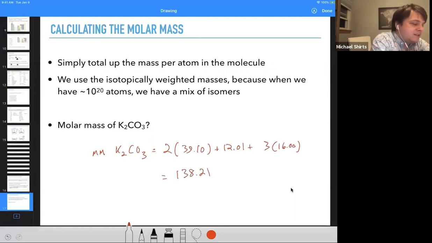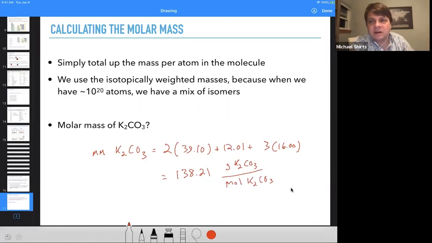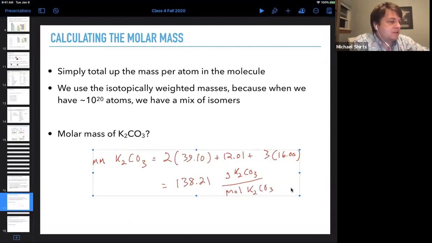138.21. And what is this? This is the grams of K2CO3 per mole of K2CO3. And I like writing it like this when I've got a bunch of molar masses, so it's very clear that this is a conversion factor. A molar mass is a conversion factor between grams of a thing and moles of a thing. Okay, so that should be pretty straightforward. You've got your periodic table, you can add everything up.